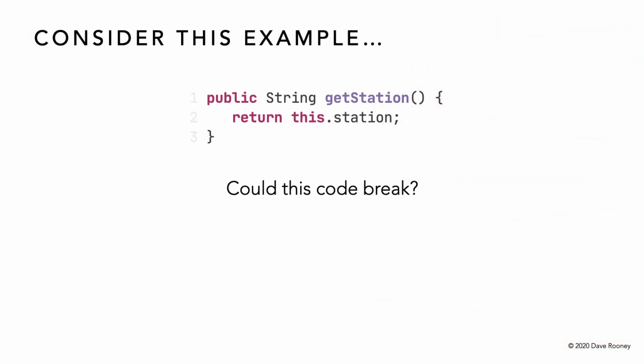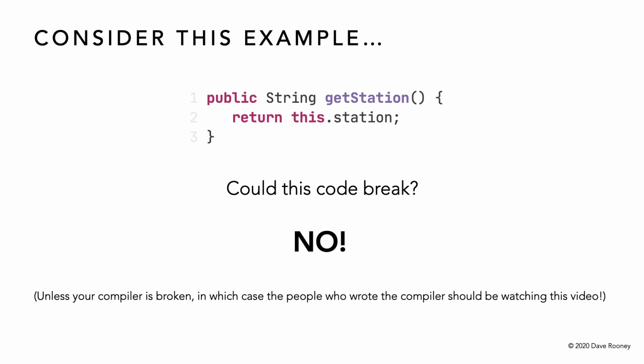Does that advice to test anything that could possibly break mean that we have to test every single line of code and have 100% test coverage? Well, let's consider this getter method, getStation. Is there anything in that code that could break? In other words, not execute the way we'd expect it to? No. There isn't any processing, there are no conditional statements, it's simply returning a value.